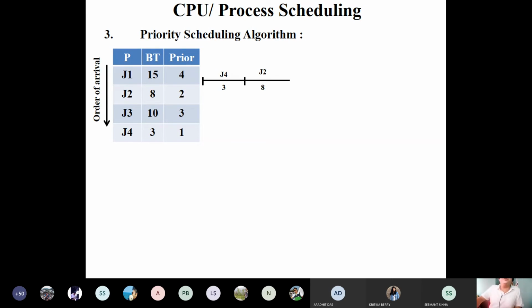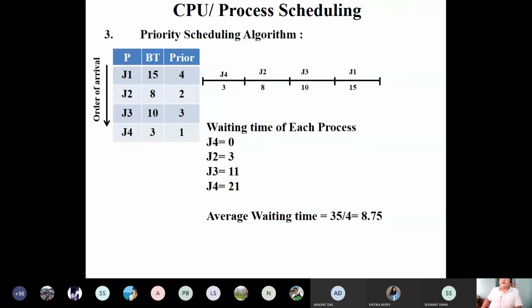Now followed by J2. J2 will start at time unit 4 and execute for 8 units of time. Till then, jobs J1 and J3 will wait. Since the priority of J3 is 3, it gets the third chance, so J3 will execute. You can see the priority of J1 is 4, which is the lowest among all, so job J1 will get the last chance to execute. This is the Gantt chart showing in which order the CPU will execute.